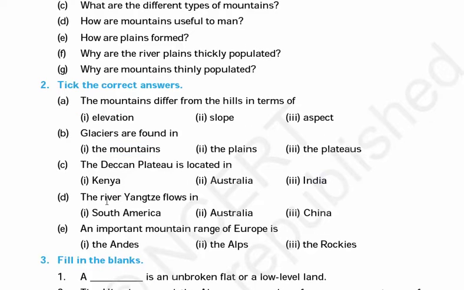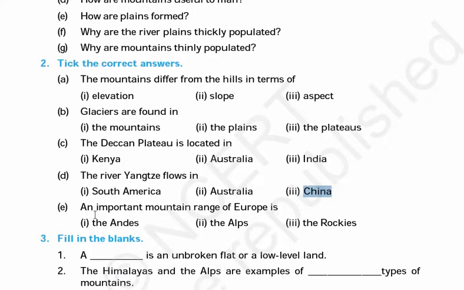The river Yangtze flows in China. Remember, there's Yang, all these sorts of names are famous in China. An important mountain range of Europe is, that's a good question. The Andes is located in South America. Alps, it has to be Alps.